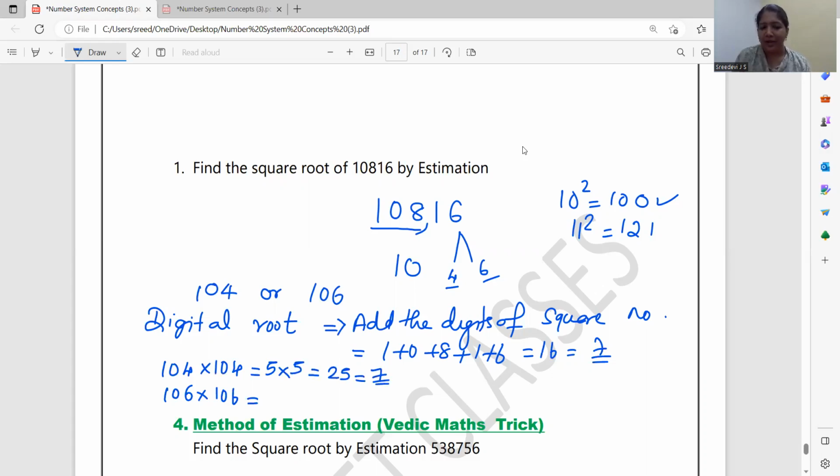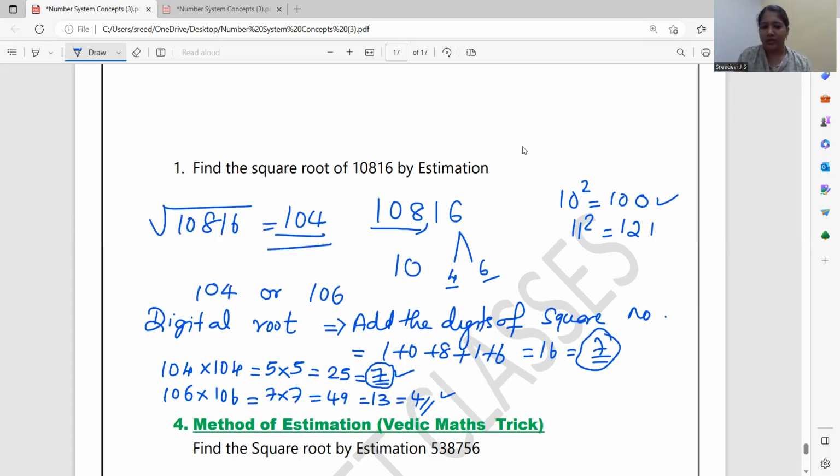And in this case, 106 means the digital root is 6 plus 1, 7. 7 into 7, 49. Again 4 plus 9, you'll be getting 13. 3 plus 1 is 4. So in the case of 104 into 104, we are getting the digital root 7. And in the case of 106 into 106, we are getting the digital root 4. So if the digital root of the square number matches the digital root of the square root, that answer is correct. So here the square root of 10816 is equal to 104.